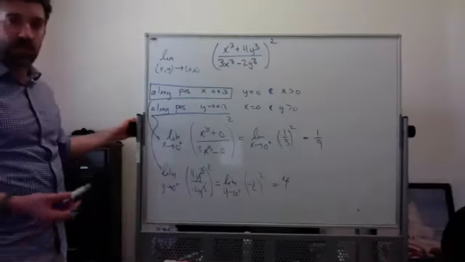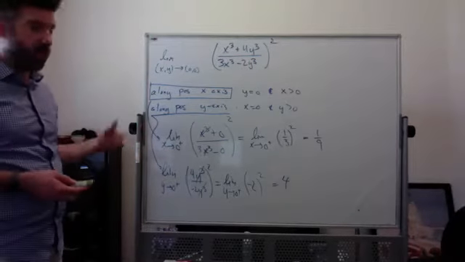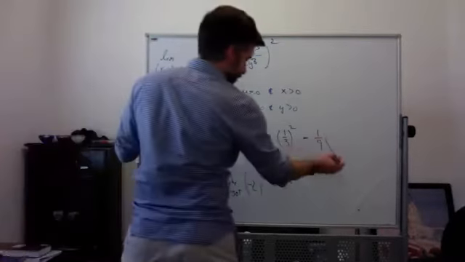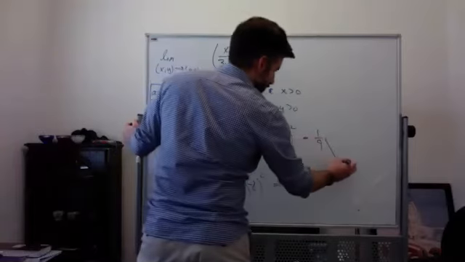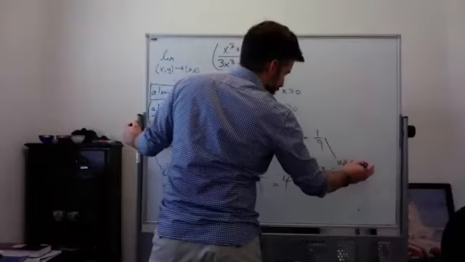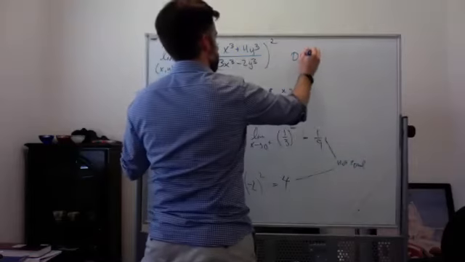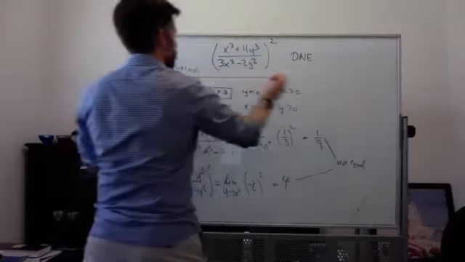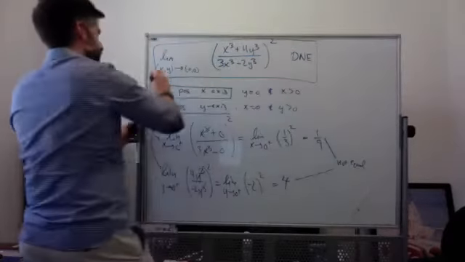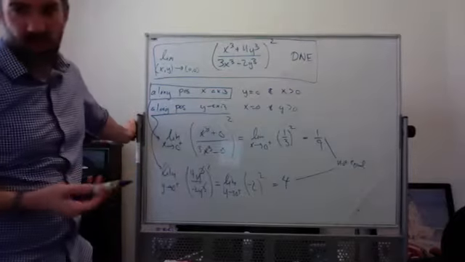And then since these two limits on different paths don't have the same value, these are not the same, so we can say this limit does not exist. So that's how we do a problem like that.